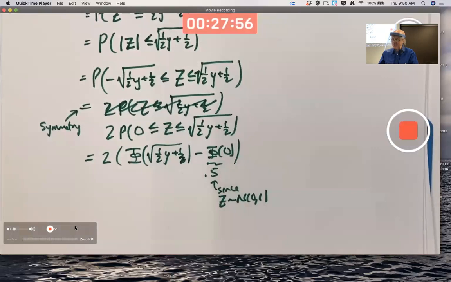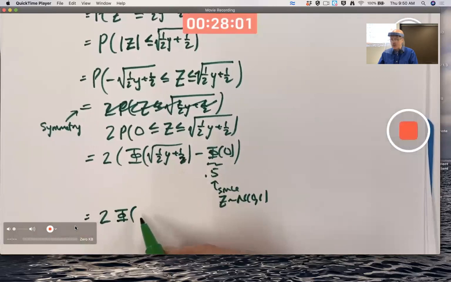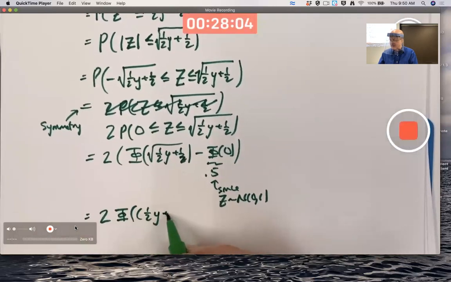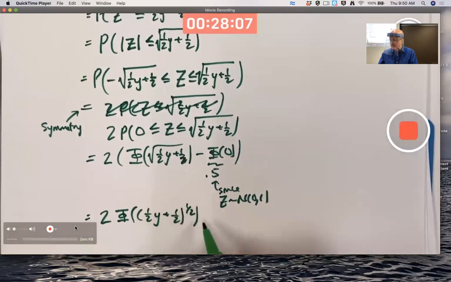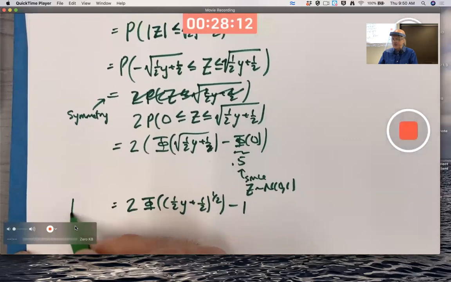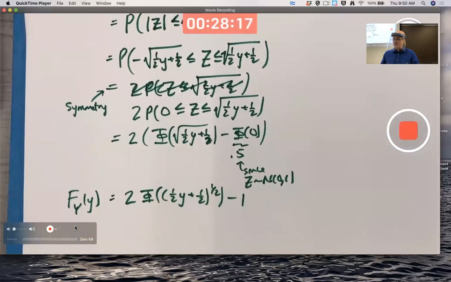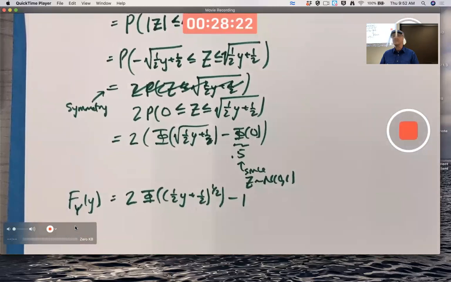And then distribute the 2 back through, and you can write this as 2 times capital phi. I'm going to write the square root now as a 1/2 power, because I'm going to differentiate. And then 2 times a half is 1. So this is a formula for the CDF of Y, which again is 2Z squared minus 1, in terms of the CDF of Z. And again, we only use this capital phi notation for the standard normal distribution. And you don't have to use it. You could call it F sub Z instead, capital F sub Z.